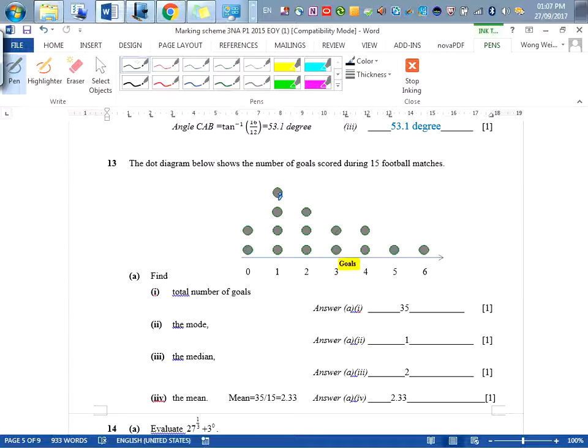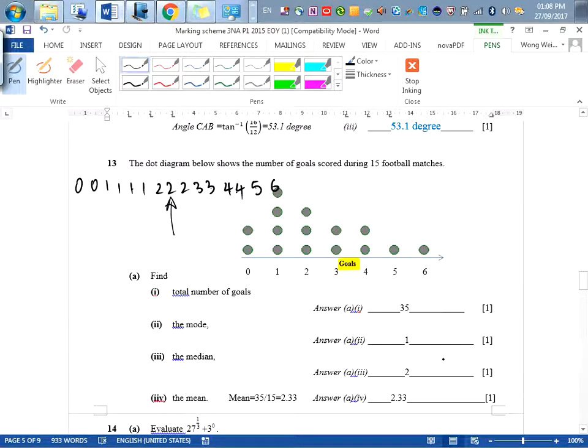Let me just write it down in a way that is clearer. First match, how much did they score? 0. Second one? Still 0. Then 1, 1, 1. 2, 2, 2. 3, 3, 4, 4. 5 and 6. Which one is in the middle? Count. 1, 2, 3, 4, 5, 6, 7. This is number 8. 1, 2, 3, 4, 5, 6, 7. Okay, I have 7 on the left, 7 on the right. The middle is my arrow there, 2. That's why this is 2.